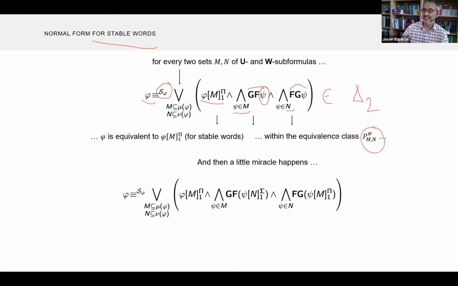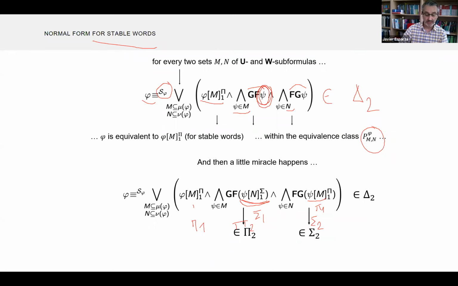But now there is this little miracle that happens, which is not really difficult to prove, but it's still a kind of a little miracle, which says that I can replace this psi by this formula. I can also eliminate the alternations here, and I am not destroying the equivalence. So this is then the final form. And now notice, by definition, this is going to be a formula in sigma 1. This here is a formula in pi 1. Therefore, when I put the GF in front, this is going to be a formula in pi 2. This here is a formula in sigma 2. This here is a formula in pi 1. This means the whole thing is then a formula in delta 2.